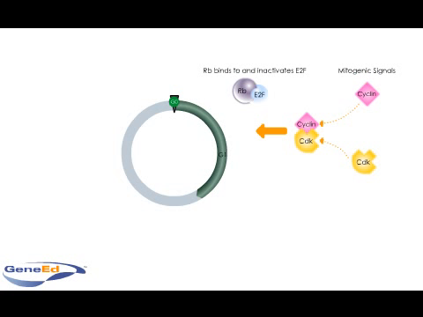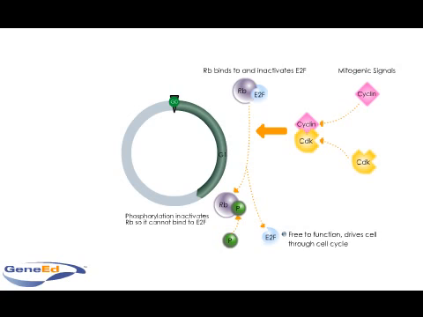pRB acts as a brake by binding to and blocking the activity of another protein, E2F. E2F is required to turn on many genes involved in cell cycle progression. Active cyclin D CDK complexes phosphorylate and inactivate pRB, which leads to the release of E2F. E2F is then free to function and to drive cells through the cell cycle.